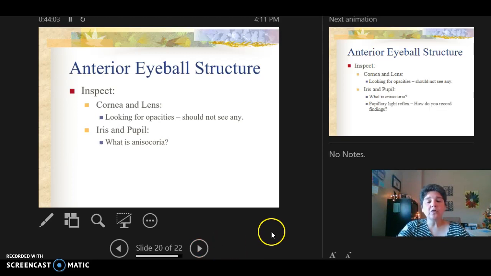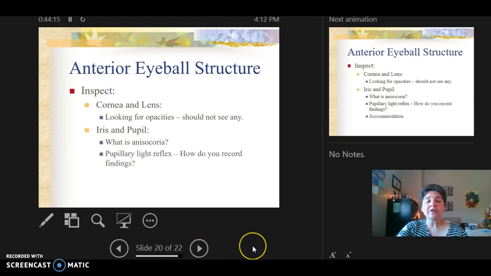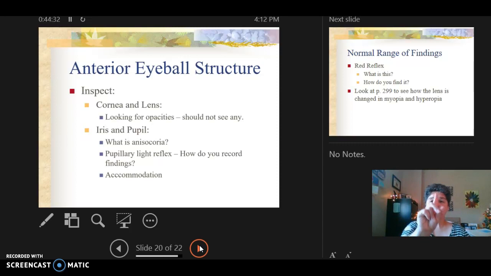What is anisocoria? This is also in your book. You can look this word up yourself. This is one of your vocabulary words that I know that you need to know about. Pupillary light reflex, how do you record the findings? You'll learn about how to record those in lab. We're going to compare how the eye is at rest and then when we shine a light into it, and we'll record it in a certain way. It's in your book, but you'll also learn about it in lab. Accommodation, that's that one I told you, looking far and bringing it in closer and looking nearer.